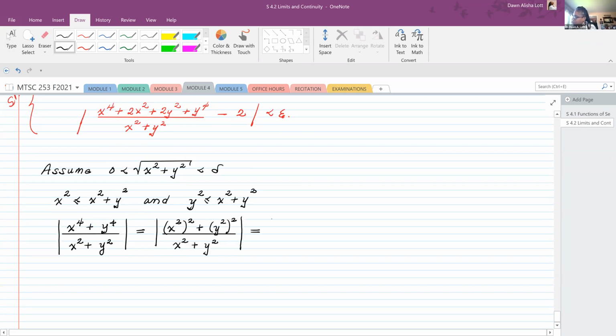And that's less than or equal to, in the place of x squared, I'm going to write x squared plus y squared squared plus x squared plus y squared squared, and that's still over x squared plus y squared. And that is equal to 2 times x squared plus y squared.